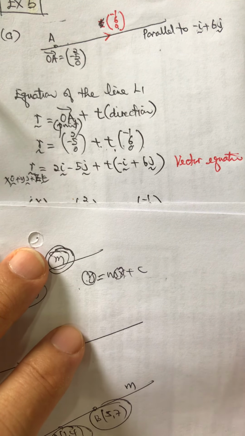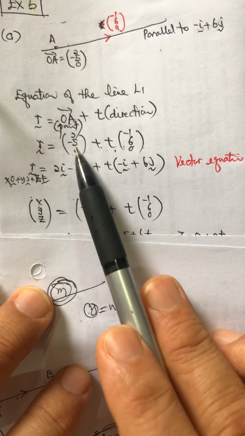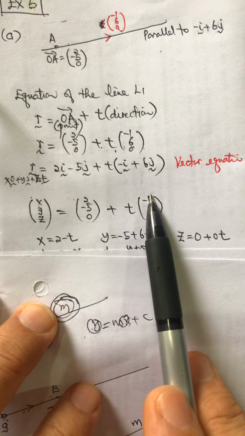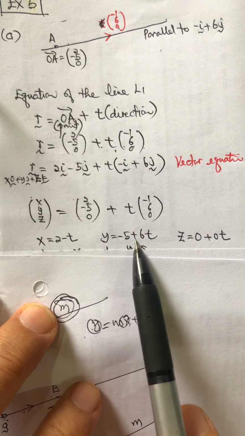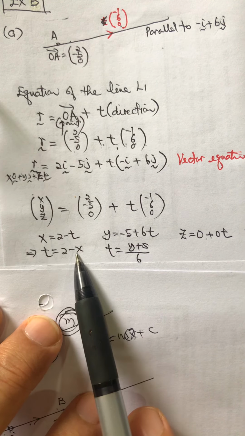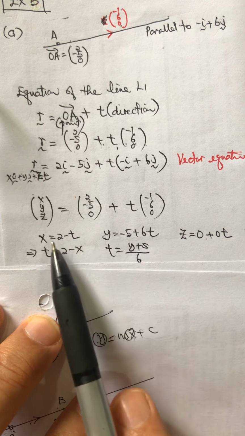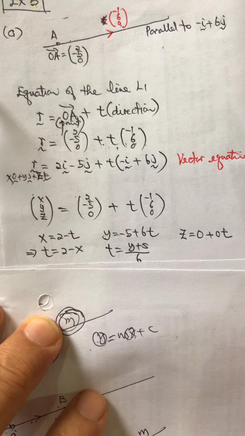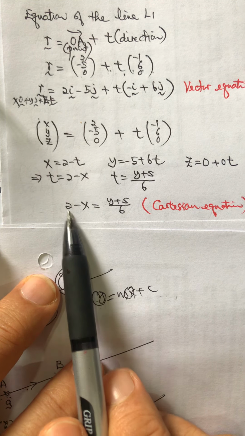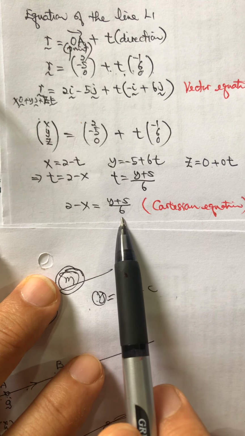Now look at this again. x, y, z is this one plus t times this one, so that means we can equate them. x equals 2 minus t. Then y equals negative 5 plus 6t. z equals 0 plus 0t. So from here you get t equal to this one. t is called a parameter. Do you still remember? Then x, y, z is our variable here. So we remove the parameter. Then we have 2 minus x equals y plus 5 over 6.